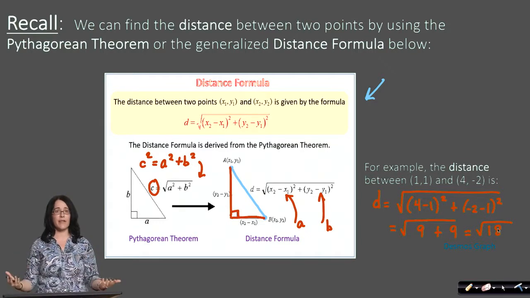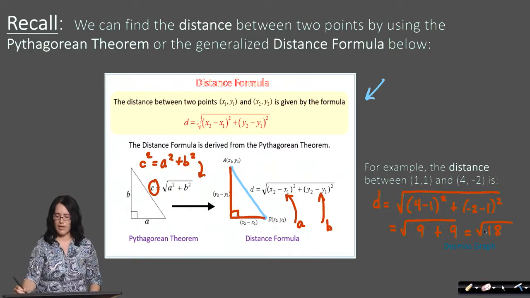And while that is a valid answer, we can always simplify radicals. We're expected to. So we think, well, 9 times 2 is 18, and the square root of 9 is 3. So in reality, this is 3 square root of 2, isn't it? So 3 square root of 2. Now this would be called the exact distance.